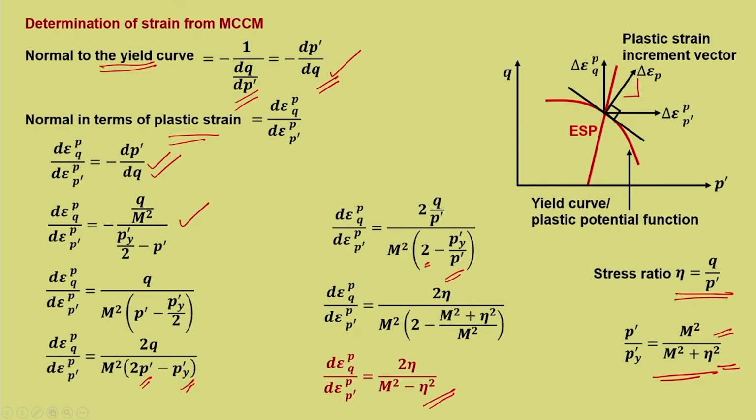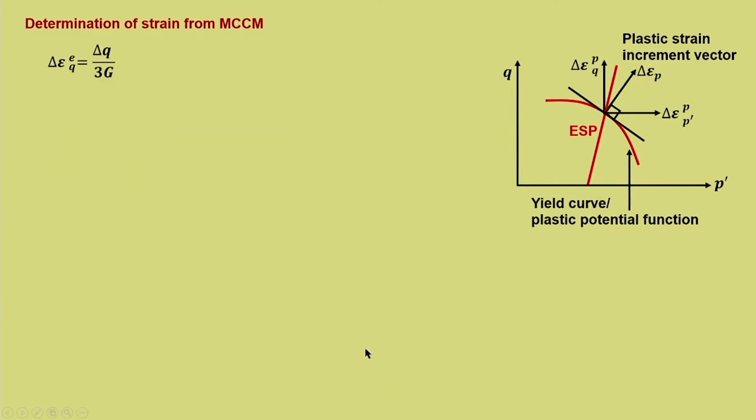So, you finally get this expression for dε_q^p. Please note, we have already got this for dε_p'^p. The expression is there, we know the value. So, knowing the critical state parameter and the stress ratio, we can find out dε_q^p. Now, the elastic part of the deviatoric strain, we already know, that is δε_q^e is equal to δq upon 3G.